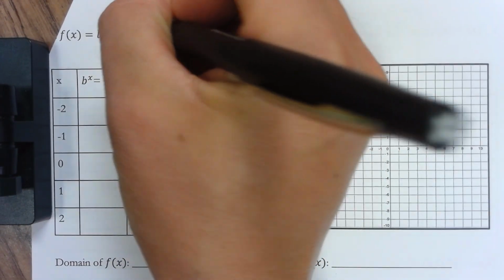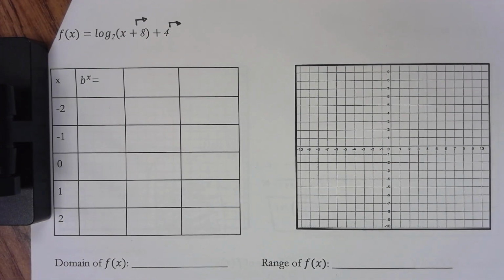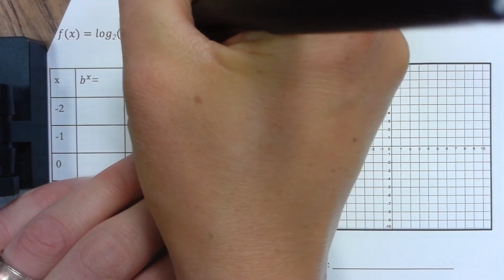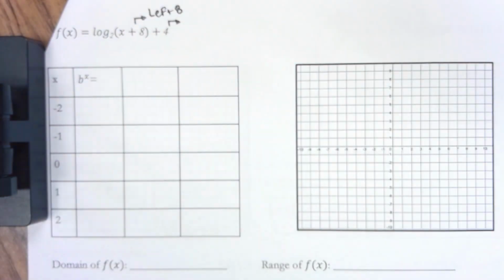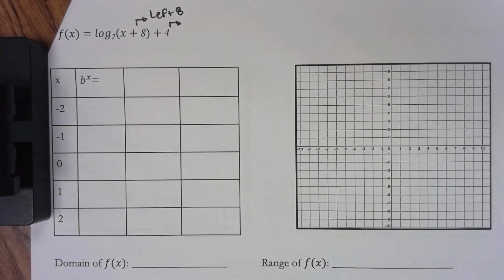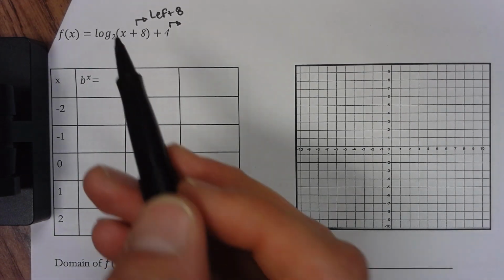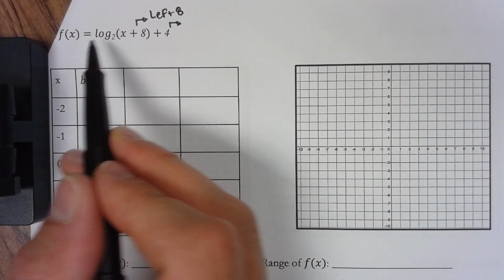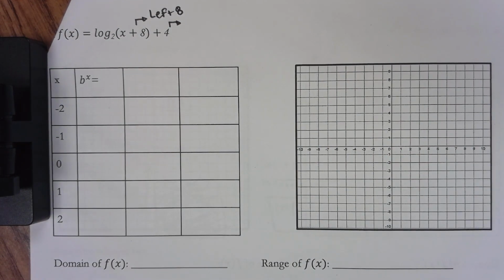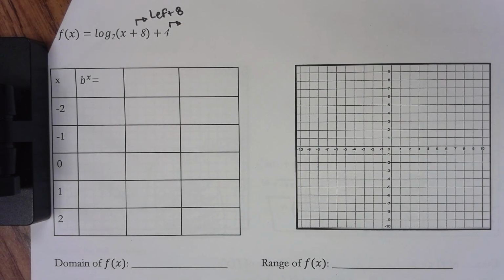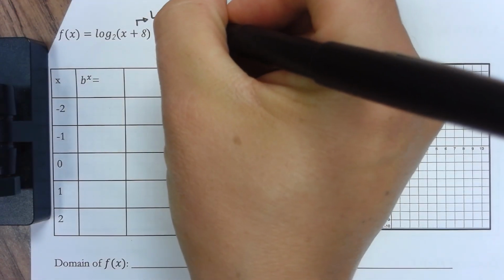We're going to identify any horizontal or vertical shifts. Remember, the number being added or subtracted to x will always be your horizontal shift, right? If it's happening to x, it moves like x moves, which is horizontally. In this case, the sign is opposite, so this is taking everything and moving it left 8. Then that 4, anything that happens after the operation, after we take the log of x plus 8, is going to affect our y values. Y values move up and down. So this is shifting everything up 4.